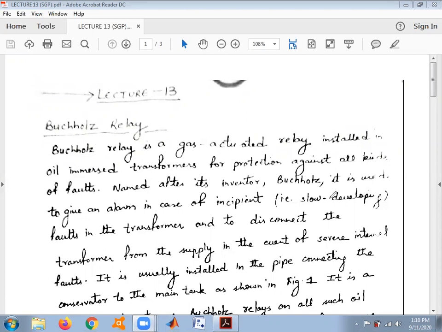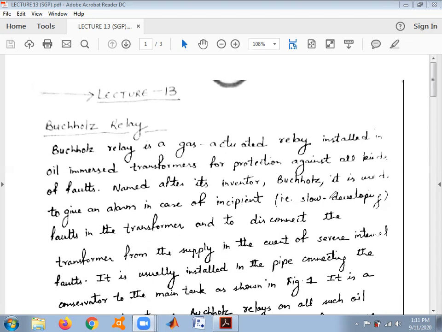So in today's lecture, we are going to discuss the protection of transformers. For the protection of transformers, we had discussed the various types of faults which may occur on the transformers. Yesterday, in lecture number 12, we discussed protection against earth fault or leakage resistance protection. The core balance protection scheme was discussed in the previous lecture.